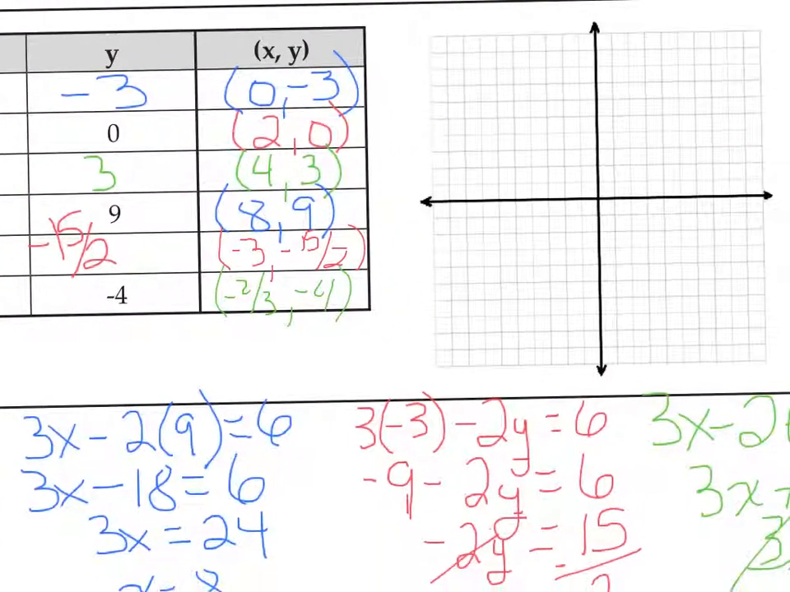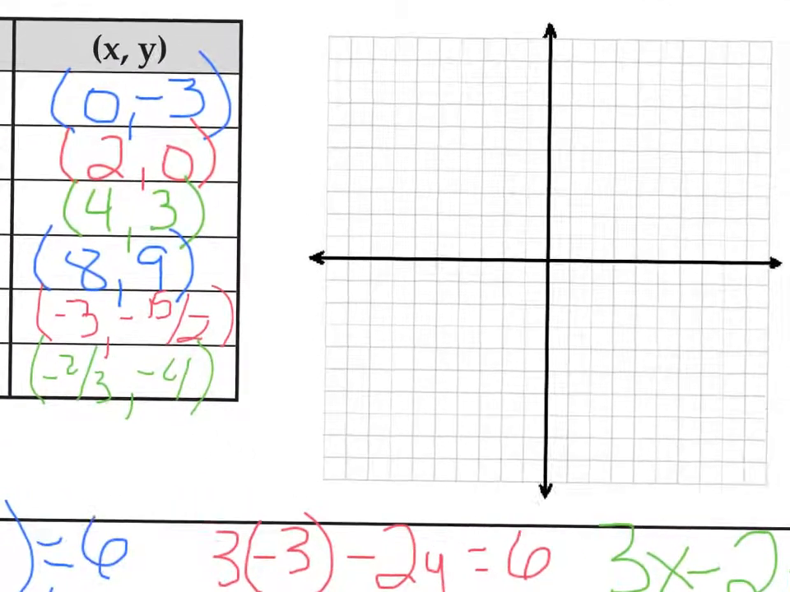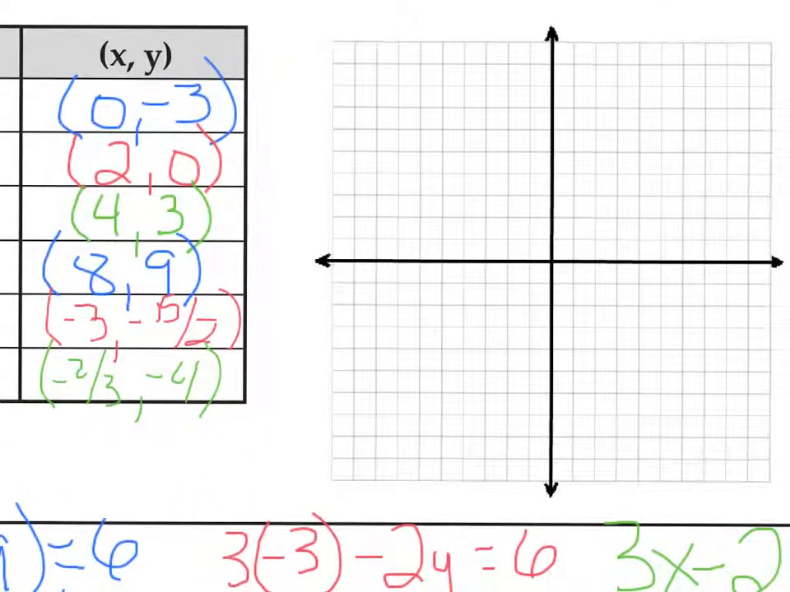Now, to graph these, I'm going to enlarge the graph a little bit here. All right. The first ordered pair is 0, negative 3, so that would be 0, negative 3 down here. The next one is 2, 0, so that's going to be over here. Next we have 4, 3, so over 4, up 3. They are lining up. It's always a good thing. 8, 9, so all the way over to 8, all the way up to 9 is way up here, but it does still line up with these others. It's way up here.